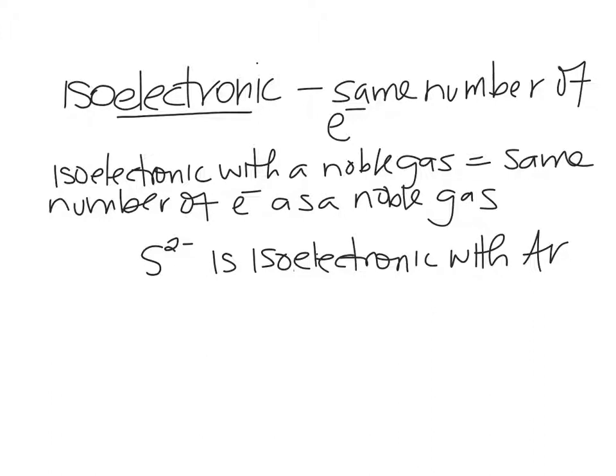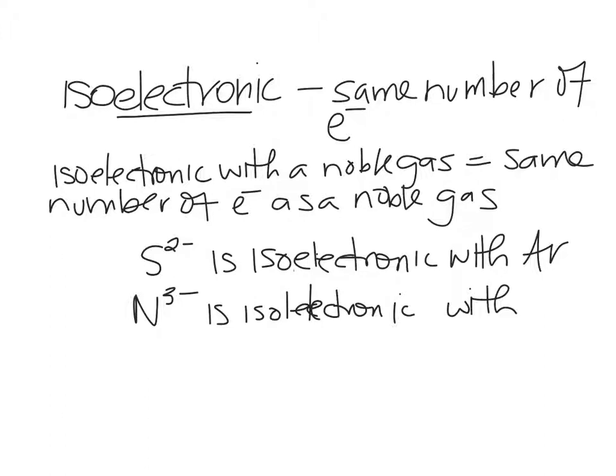Okay, nitrogen. How many electrons does nitrogen gain? Jack? 3. It's going to gain 3. It's 3 elements away from the last column. So which noble gas is the nitride ion isoelectronic with? Neon.